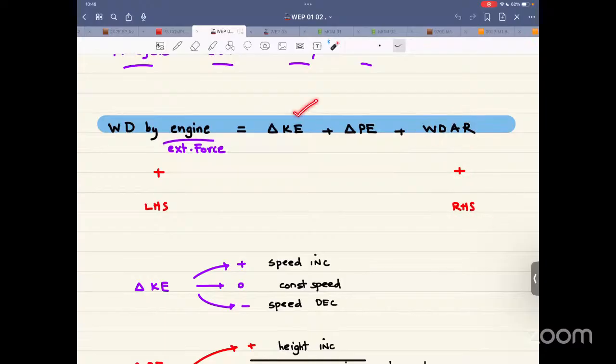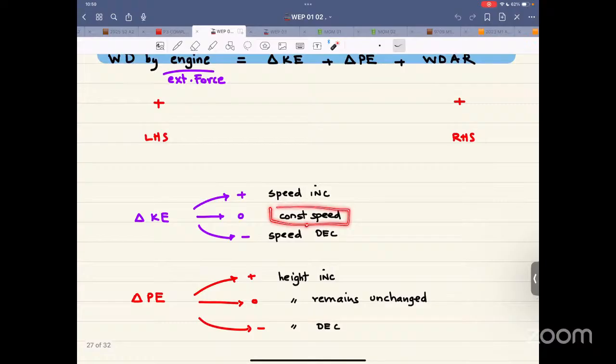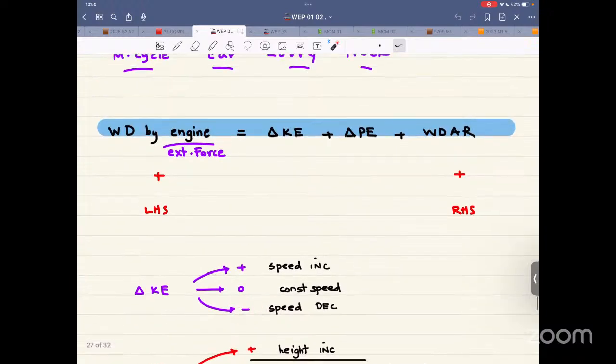Now for kinetic, there are 3 options. For potential, there are 3 options. If there is no change in speed, change in kinetic is 0. If there is no change in height, change in potential is 0. If speed increases, kinetic energy change is positive. If height increases, potential is positive. If speed decreases, kinetic is negative. If height decreases, change in potential is negative. That's a simple rule.